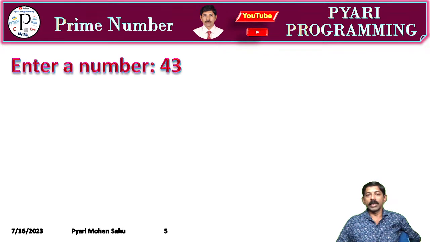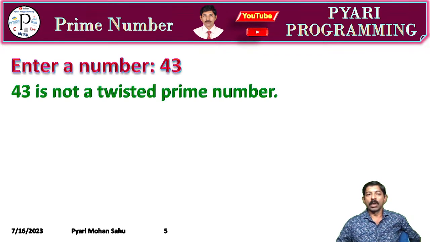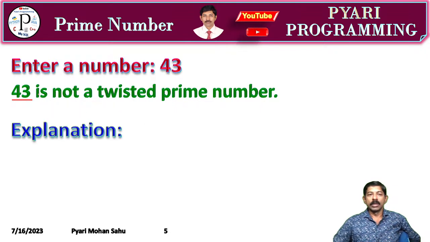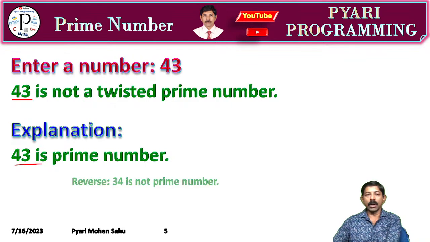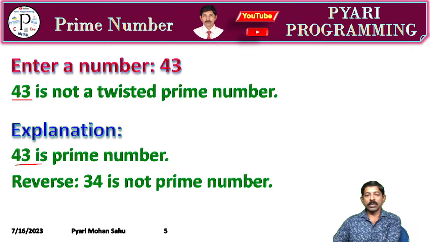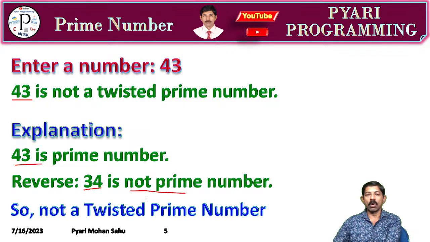Now suppose user entered a number 43. Now 43 is not a twisted prime number. Why? Let's check. Here it says that we have taken 43 is a prime number. But when I'm converting it to reverse, reverse is 34, where reverse is not a prime number. Hence, we can call it, it is not a twisted prime number.